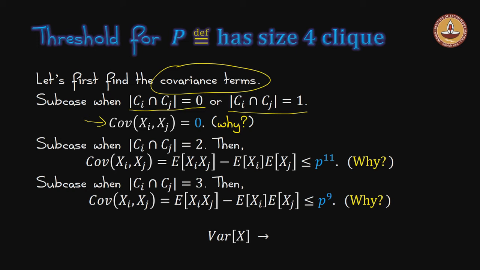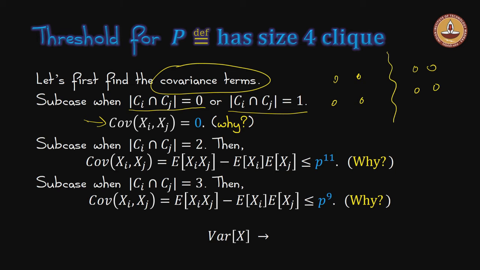They are just independent. Why are they independent? Let us look at them one by one. What is the cardinality of C_i intersecting C_j equal to 0? What is that situation? Yeah, the cliques are completely disjoint. There is one and then the other one. Okay. What happens in one set of 4 vertices will have no bearing on the other set of 4 vertices.